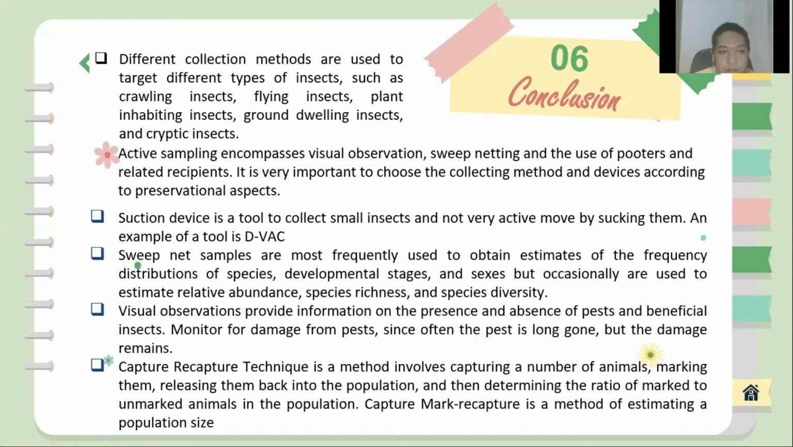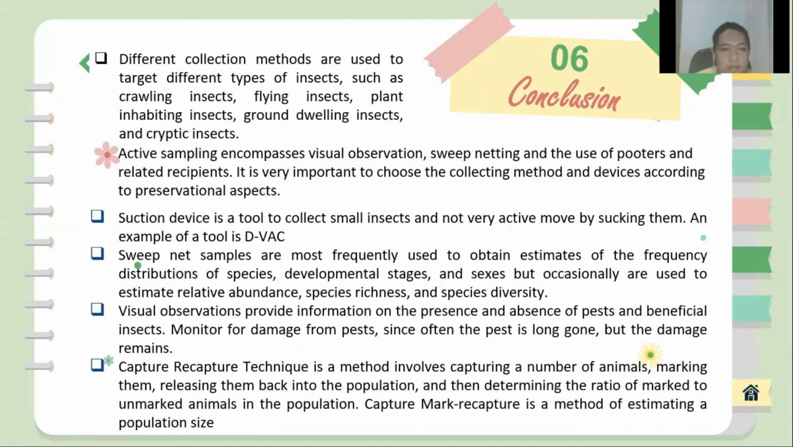A suction device is a tool to collect small insects that are not very active by sucking them. Sweep net samples are most frequently used to obtain estimates of the frequency distribution of species, developmental stage, and sex, but occasionally are used to estimate relative abundance, species richness, and species diversity.